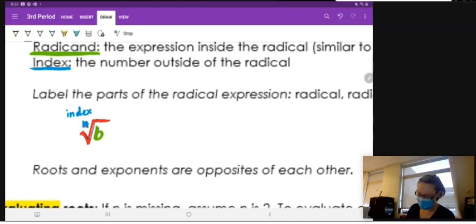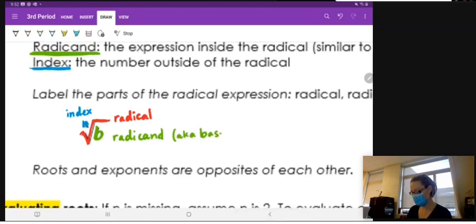The red part is our radical, and every single root has this part in it. And then finally, the B, we call that our radicand. It would not be wrong to call that a base, aka base. So if you call it a base or a radicand, you are correct.